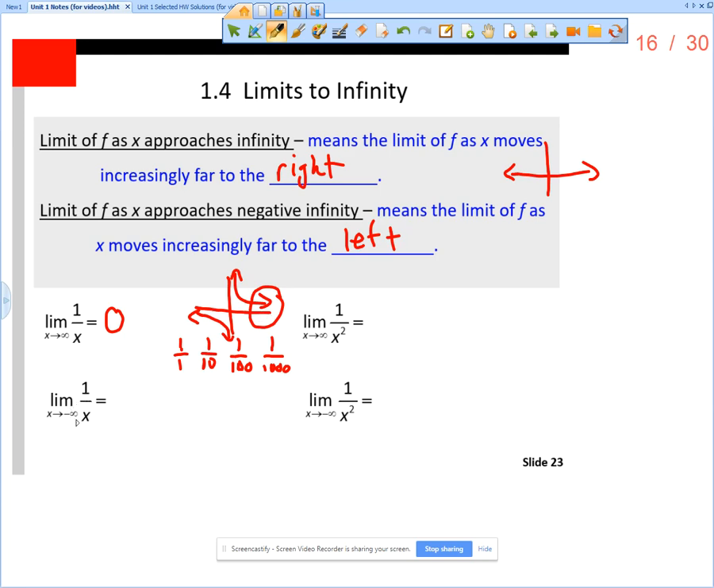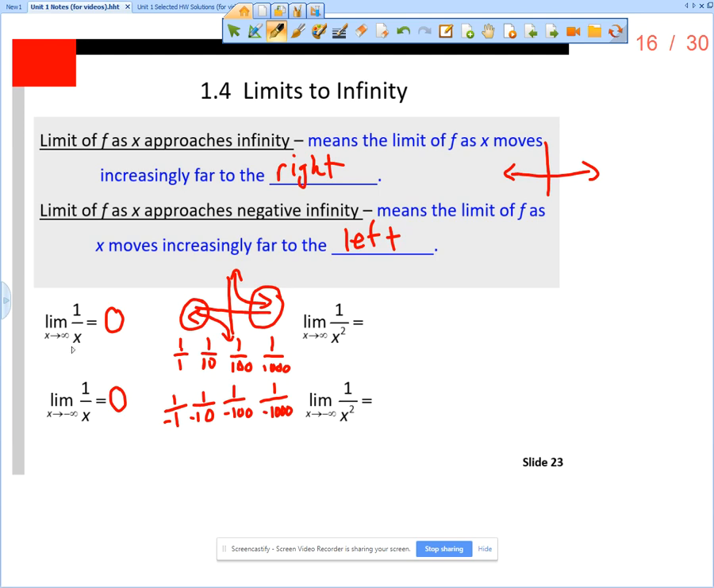All right, what about as x approaches negative infinity? Well, now we're talking about what's happening on the left side of this graph. So once again, x is getting larger and larger in the negative direction. So 1 over negative 1, 1 over negative 10, 1 over negative 100, 1 over negative 1,000. So once again, negative 1, negative 0.1, negative 0.01, negative 0.001, and so on. All the while, every number is negative, but still getting closer to 0. And so once again, we can say that this limit is 0.